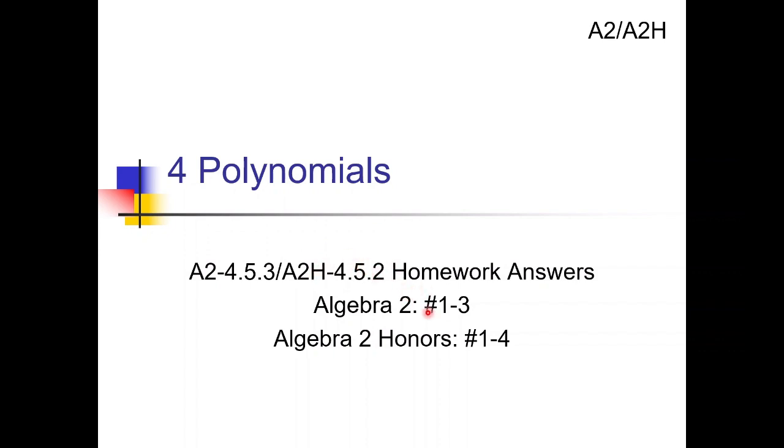And for the non-honors, we're doing 1 through 3. Honors has problem 4 as well. So this topic is going to be solving polynomials by using the rational roots theorem.